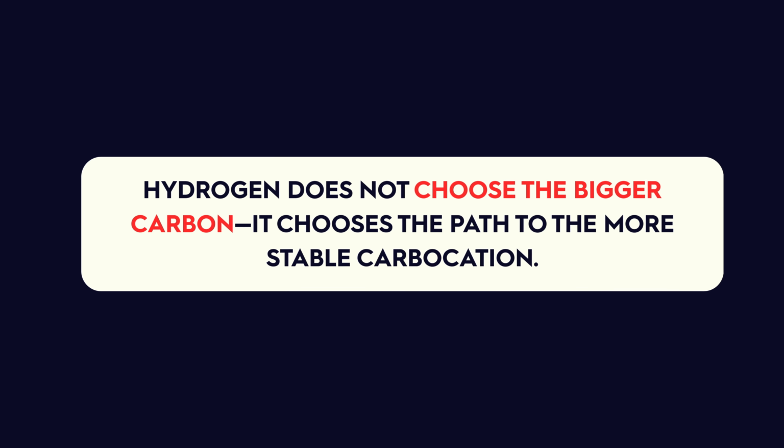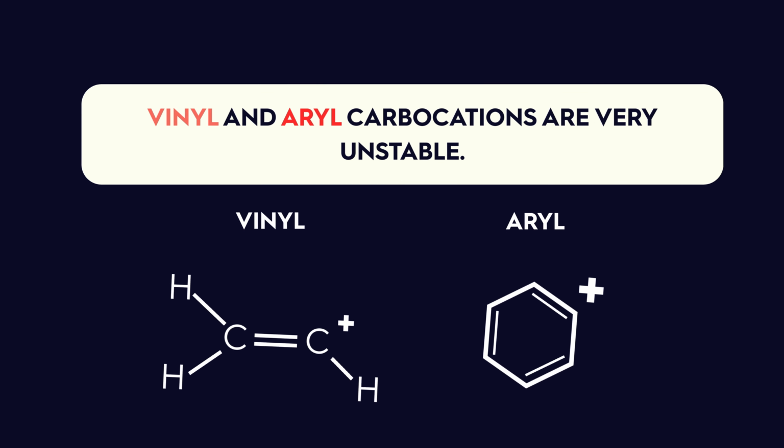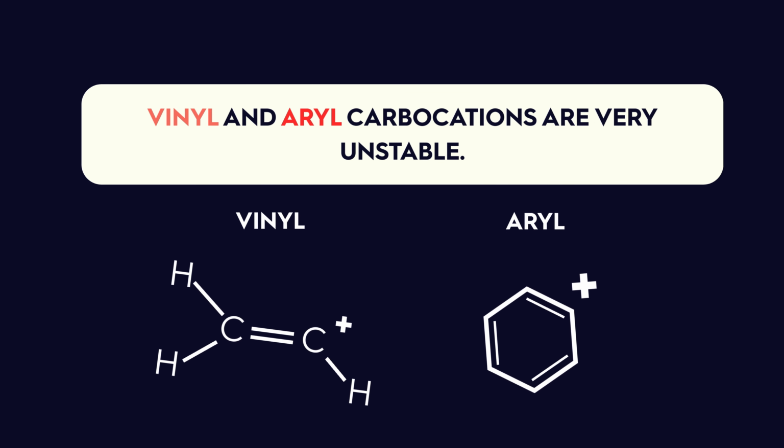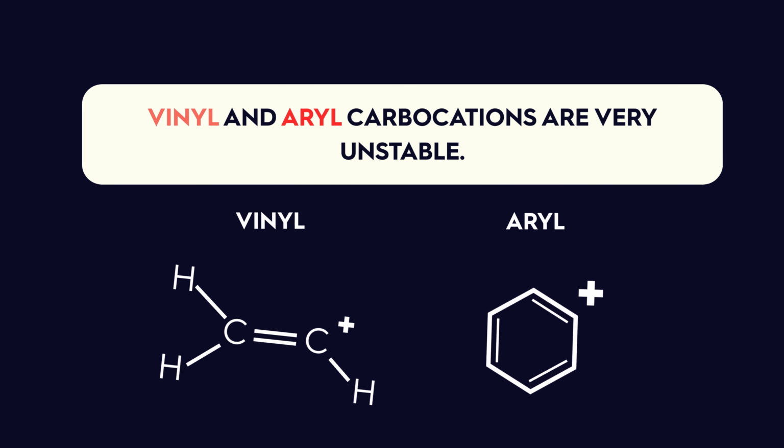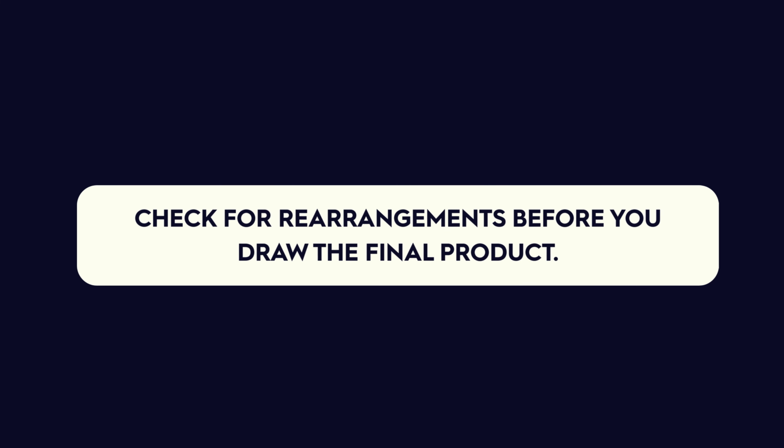First, hydrogen is not aiming for the bigger carbon. It follows the path that yields the more stable carbocation. Second, vinyl and aryl carbocations are highly unstable and not formed in these simple additions. Third, before you commit to a structure, pause to ask if a shift could make a more stable carbocation.